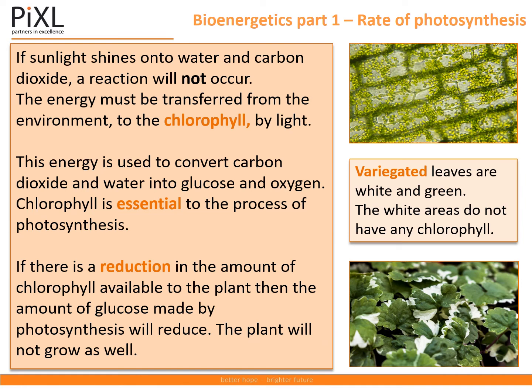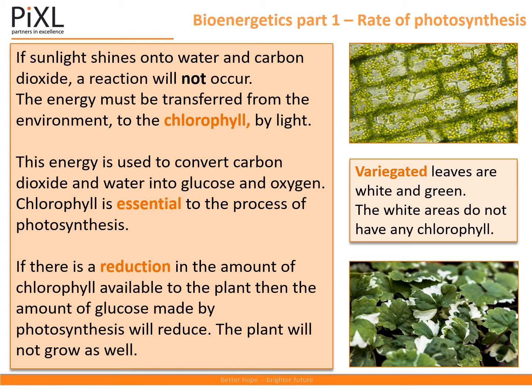Okay, next up. So we've spoken about all the limiting factors apart from chlorophyll. Now, chlorophyll is a pigment that is found inside the chloroplasts, and it's the chlorophyll that absorbs the light. So it's very, very important, obviously, in the rate of photosynthesis. Now, the energy that is absorbed from the light is used to convert carbon dioxide and water into glucose and oxygen. Chlorophyll is essential to that process.